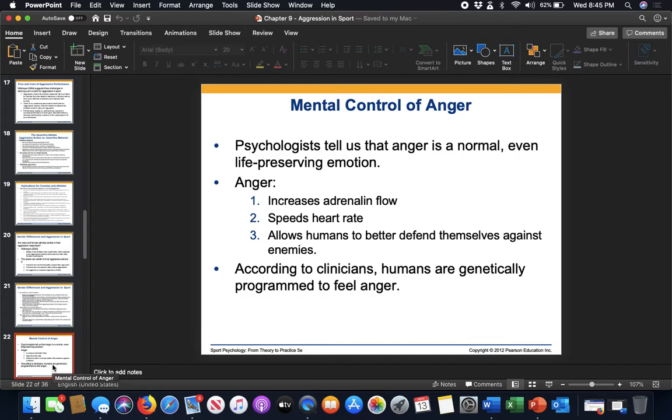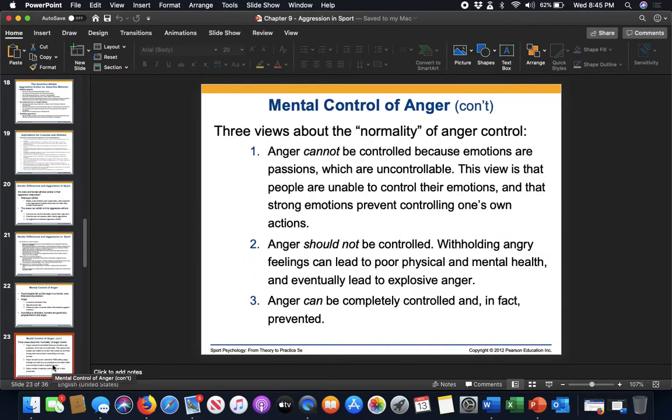All right, so when we talk about the mental part of it, what's anger going to do? Well, we have increased adrenaline flow, so you have a sympathetic reaction. You have an increase in a lot of physiological parameters, so it is normal. There is a fight or flight response to anger. We know that, so we are programmed to feel anger. That's part of it. So what is it that we need to get out of this? What is the normality of anger?